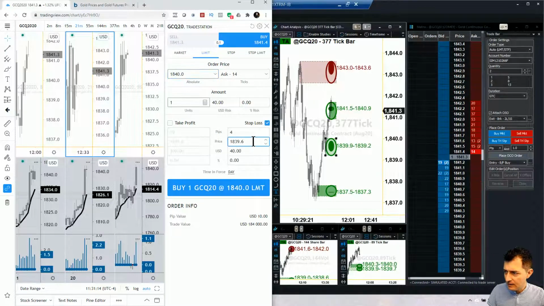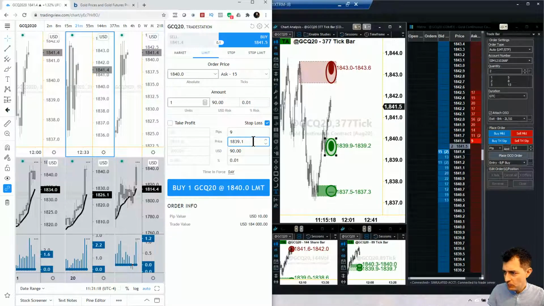Stop would be located at 1839.1, okay, which is right below 1839.2. Notice that gold trades 10 cents at a time. So 0.1, 0.2, 0.3, right? So below 0.2 is 0.1. That's why I came up with this. Notice that this creates a risk per contract of 90.